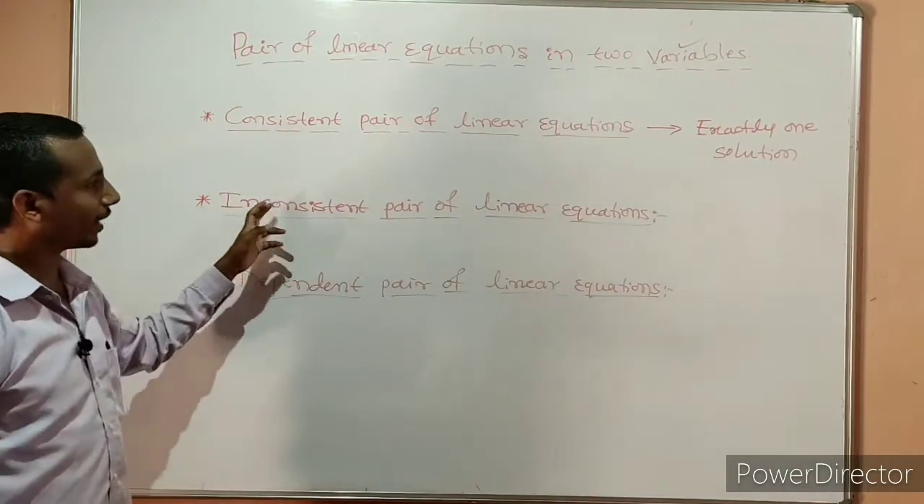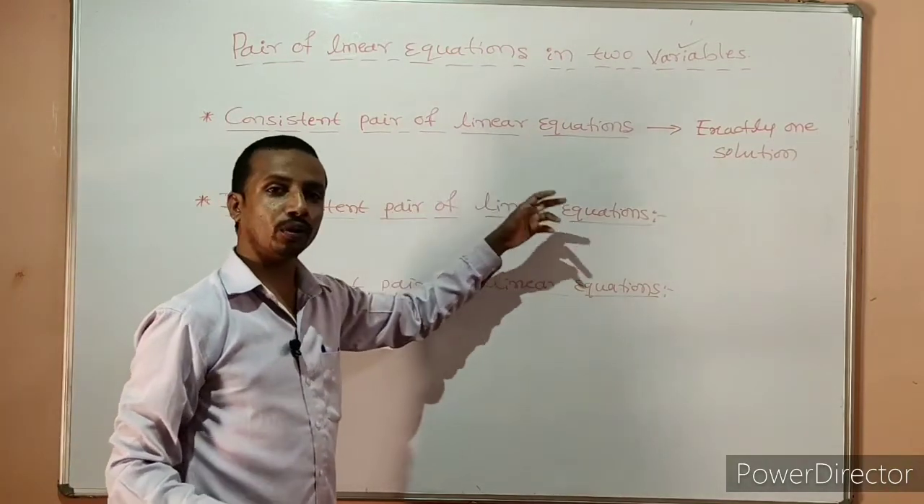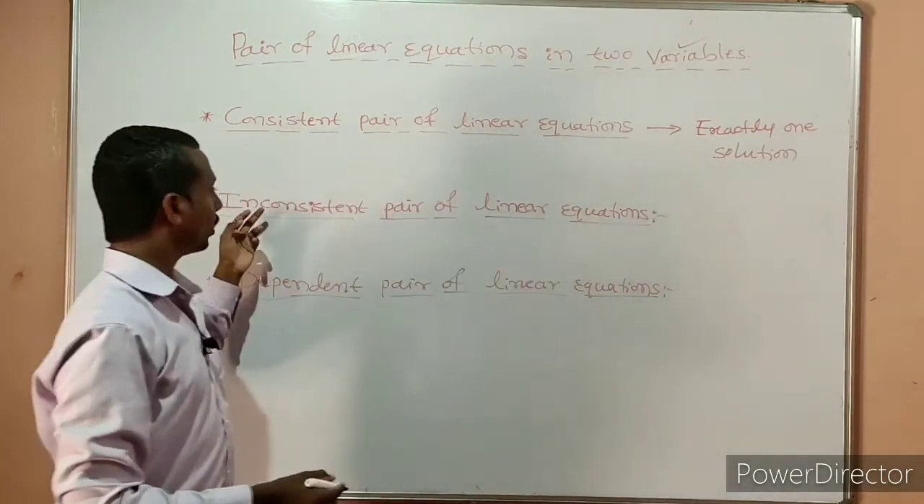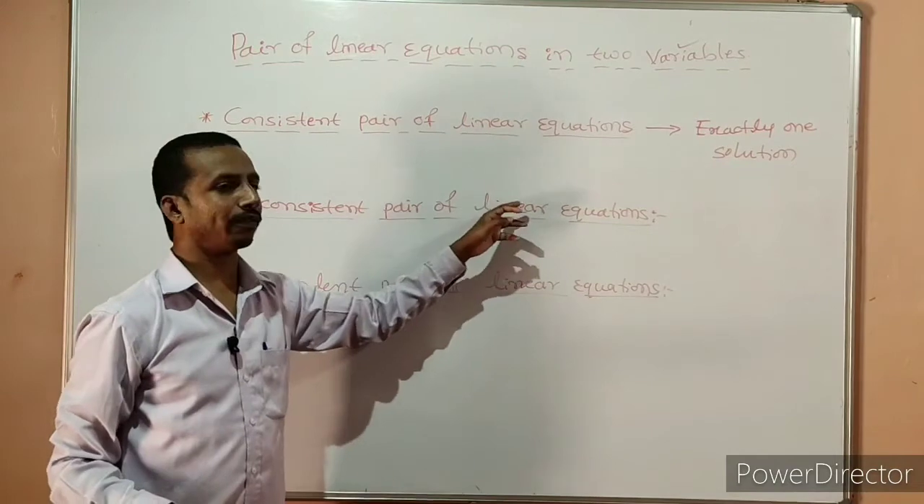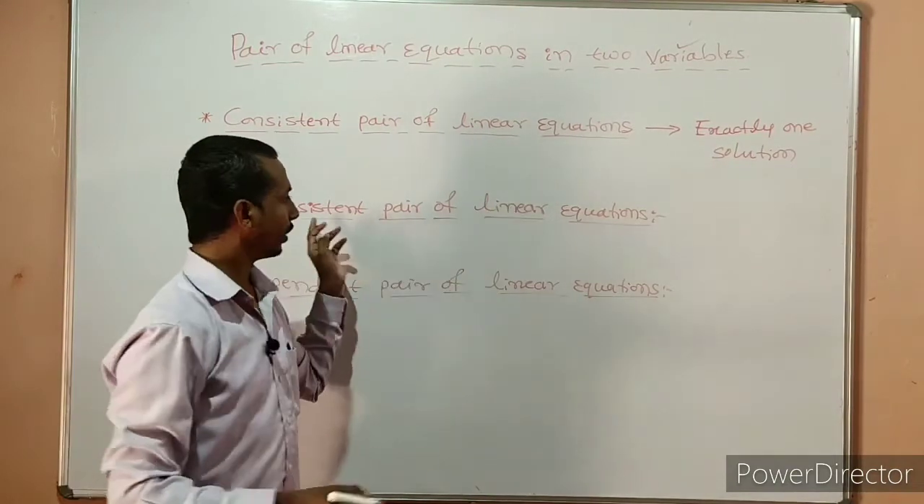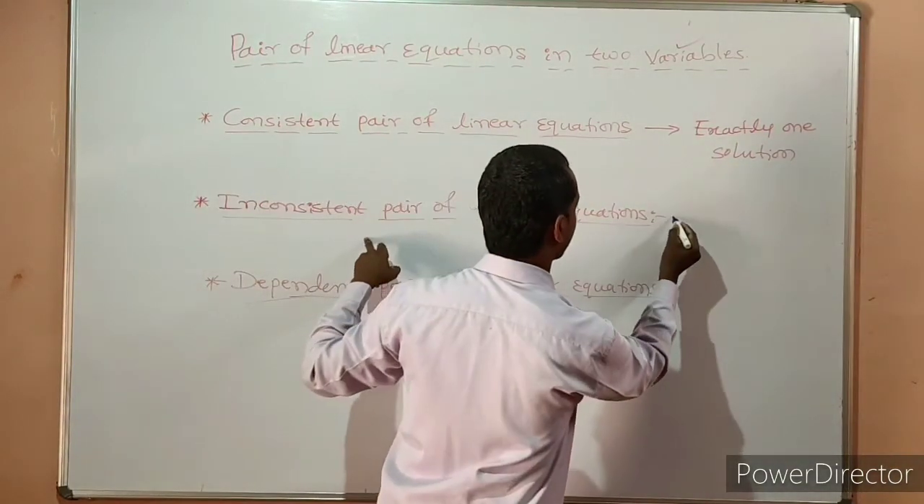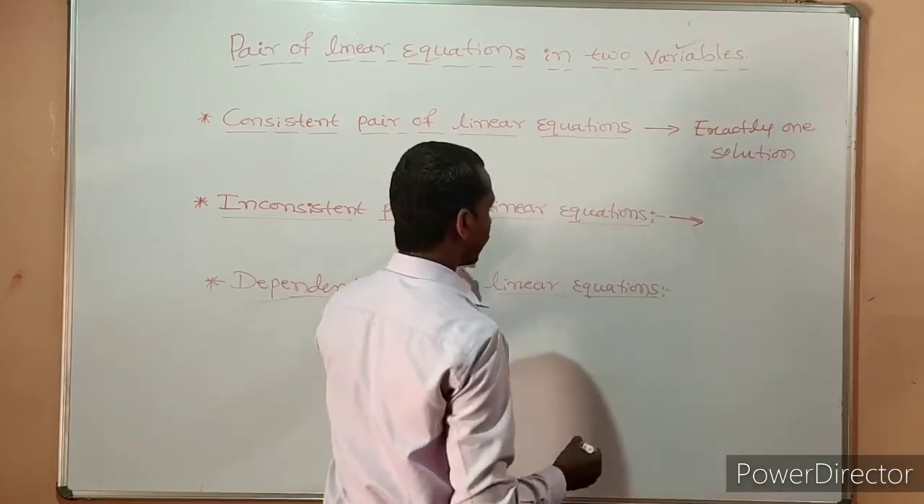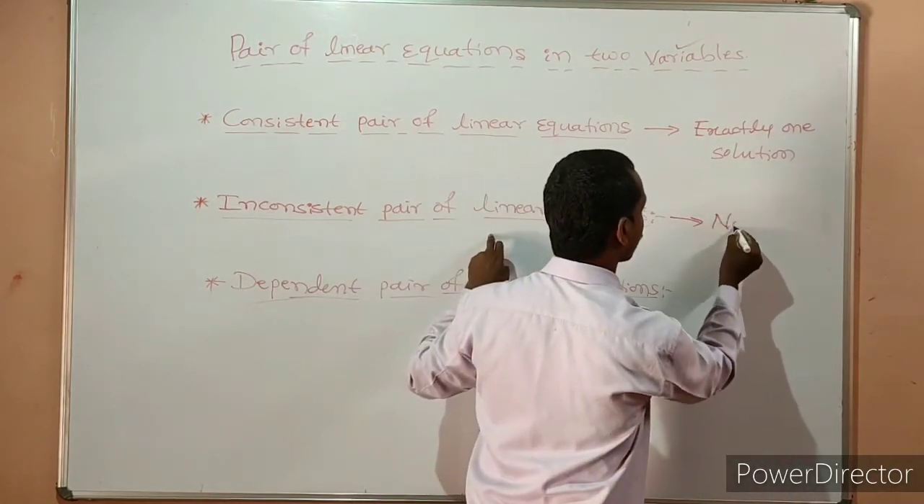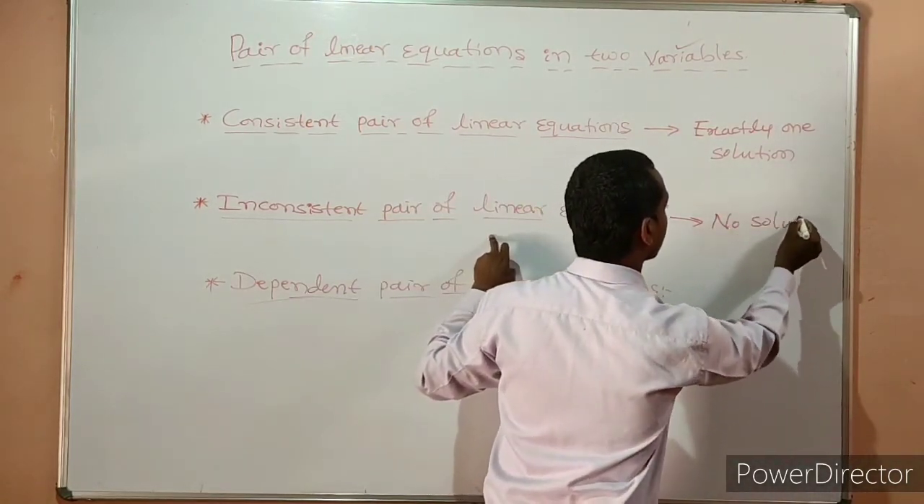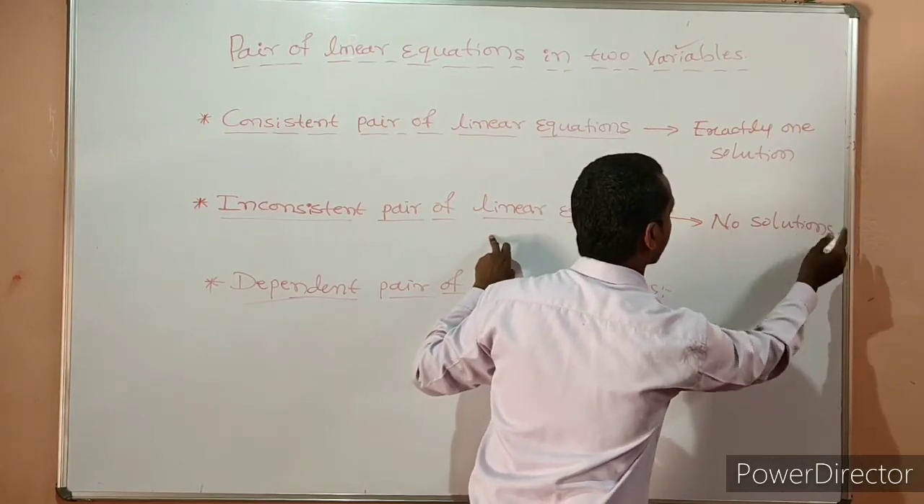A pair of linear equations which has no solution is called an inconsistent pair of linear equations. In this inconsistent pair of linear equations, it has no solution.